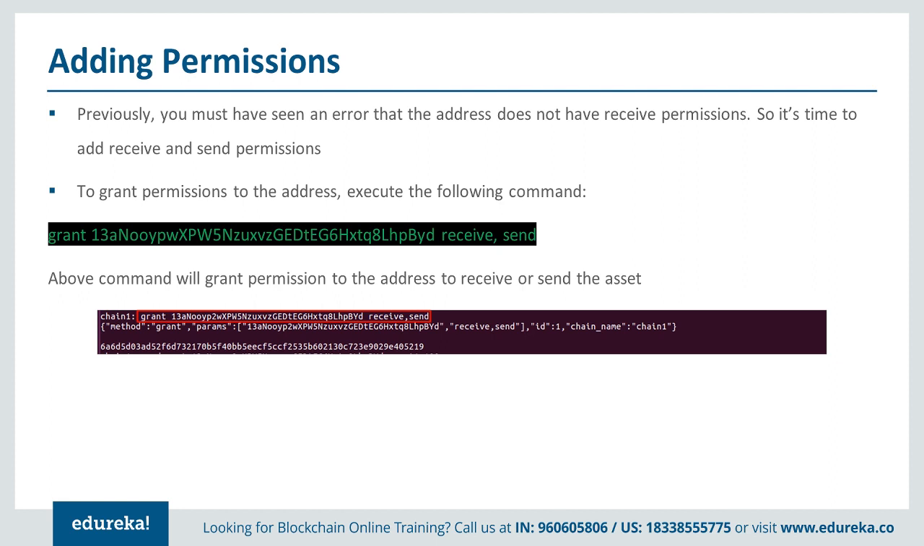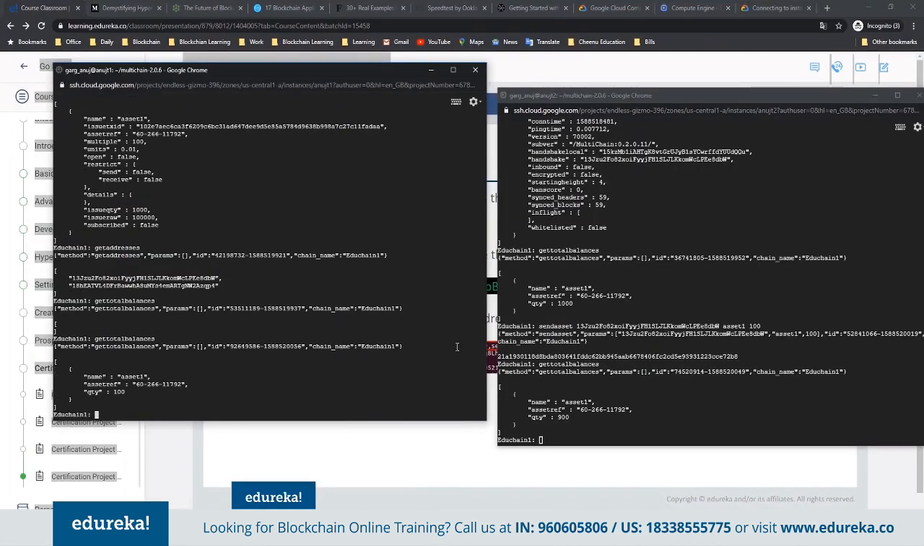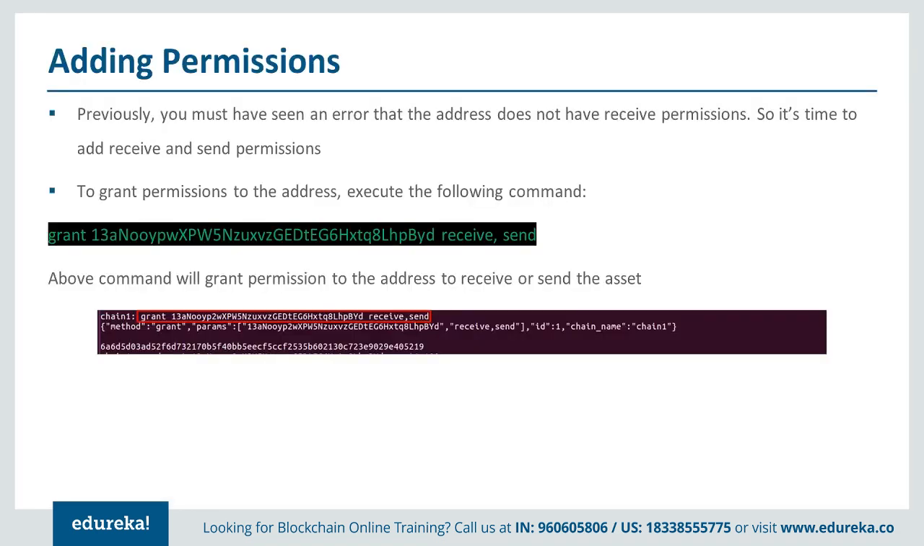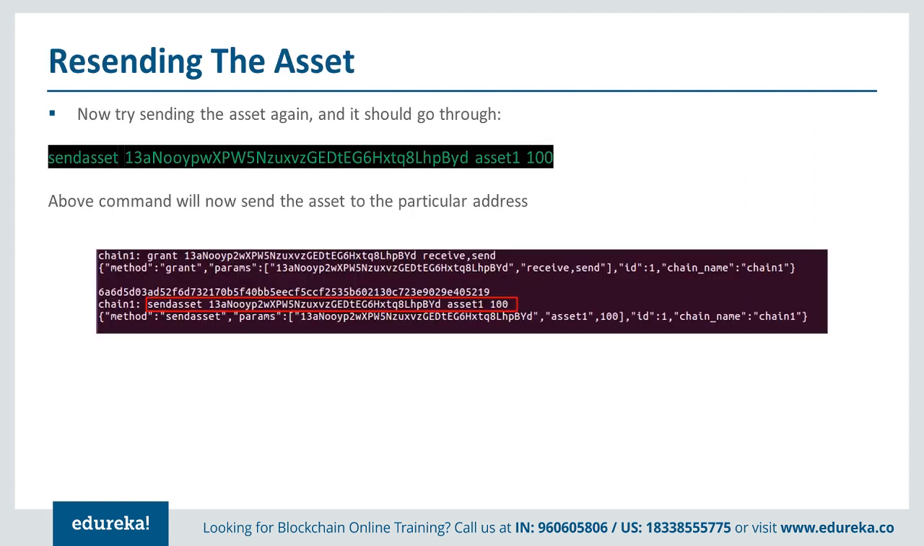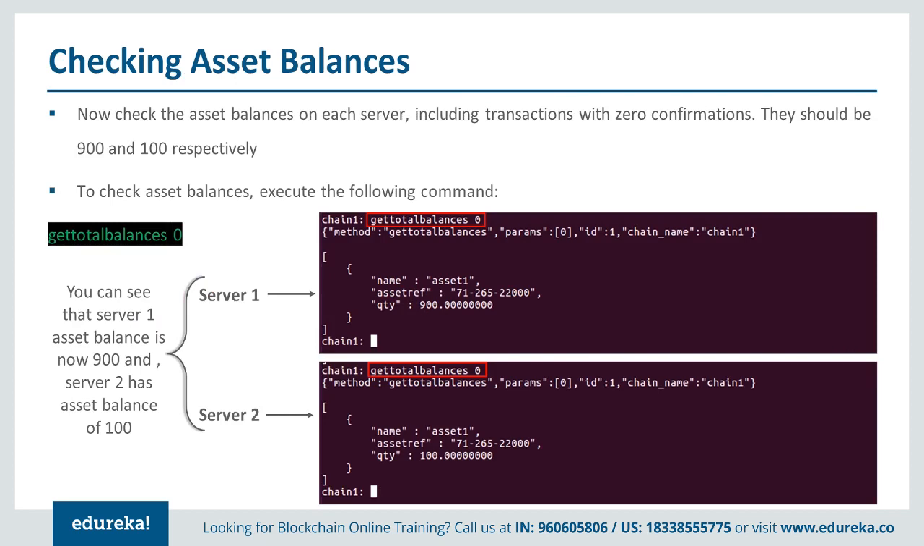And if I see my total balances here, which was initially 0, it is 100. This is the simple way of transferring the asset from one node to another node. So you can create any asset with any denomination and any representation. If you see how you distribute loyalty points specifically, then probably this can be easily used for that. After giving the permission, if you send it, then it will go through, and then you can check the balances again, 900 and 100.